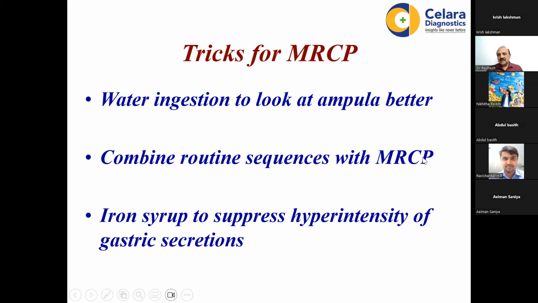Always combine routine sequences with MRCP. Don't do MRCP in isolation. I think this is the take-home message I want to give, especially for the postgraduates.